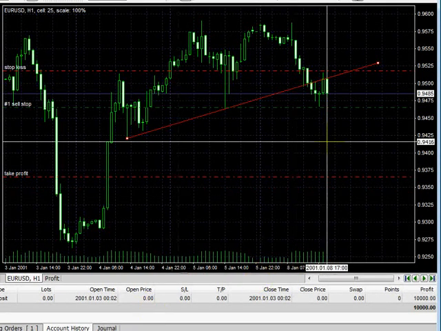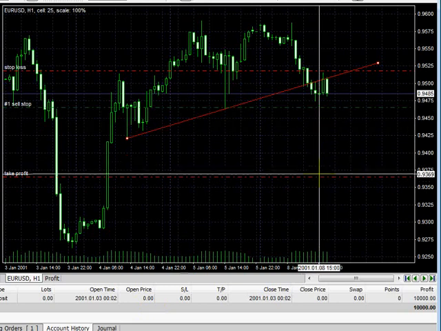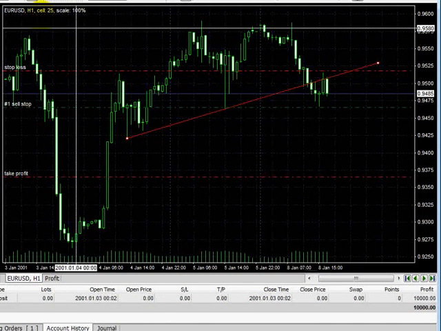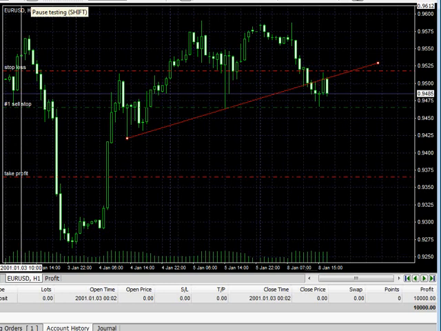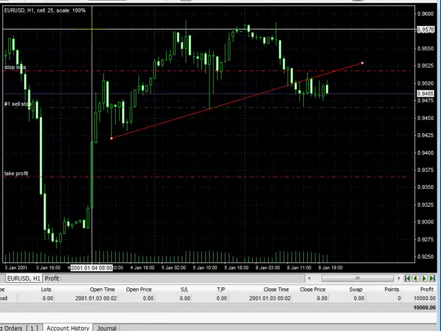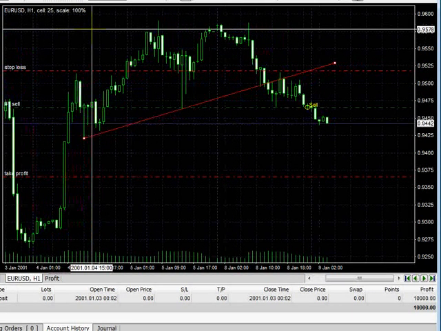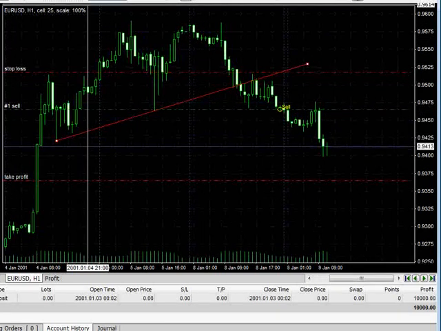All right, see the lines here? I'm going to sell here, take our profit here, and go for the stop loss here. All right, let's keep going forward. We're in the trade now. Still going, still going.